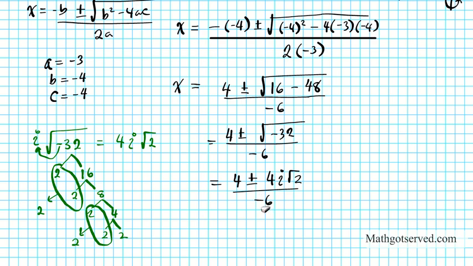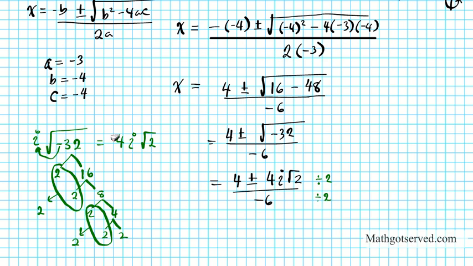Okay, now what we're going to do next is simplify every single term. We're going to divide by the GCF of 4, 4, and negative 6. So what's the greatest common factor of 4, 4, and negative 6? The greatest common factor is 2. So we'll divide the numerator by 2.